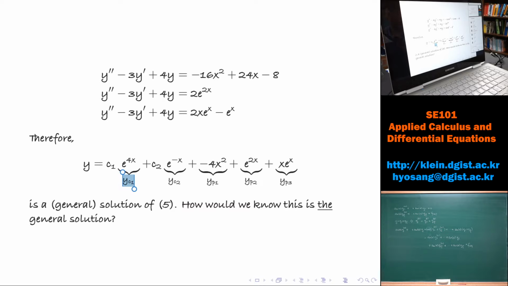If you don't understand why these are the solutions, I can calculate right here to check whether these are actually the solutions to the given differential equation. So please ask right now if you have any question.